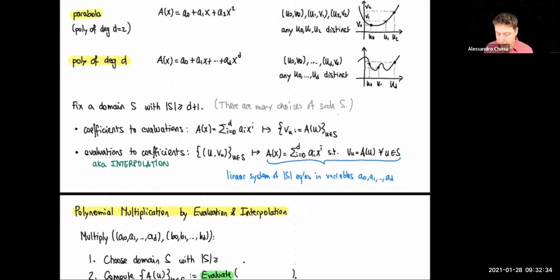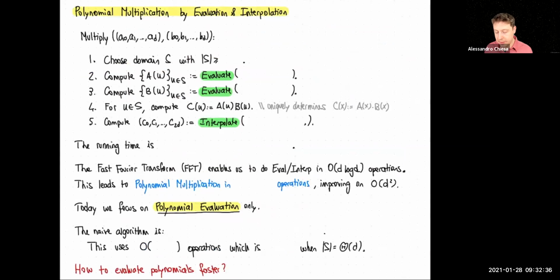Great. So now that we have formally discussed the two representations of polynomials, I would like to make precise how we derive a multiplication algorithm from evaluation and interpolation operations. Okay, so that then we can just worry about the problem of polynomial evaluation. So let's try to write a multiplication algorithm for the polynomials given by the coefficients a0, a1, a2, and so on, up to ad, and then the other one given by b0, b1, up to bd.